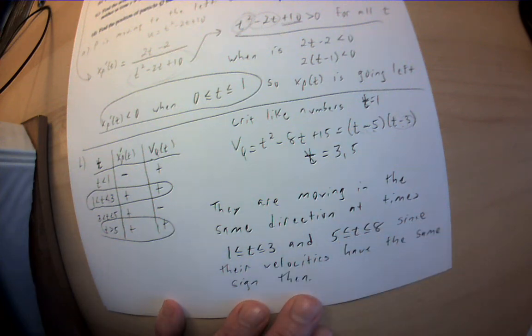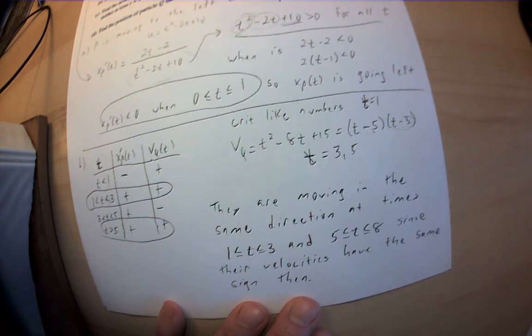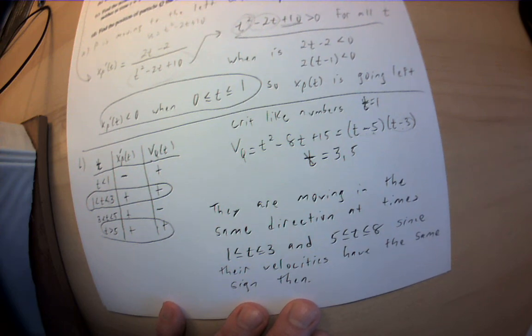Okay, so that's the answer to part B. They give you 2 points for that. They give you 1 point to find the intervals, and 1 point to talk about the fact that they both have to have the same sign.